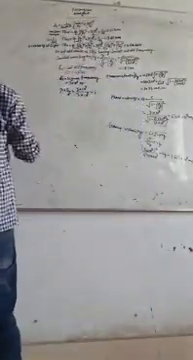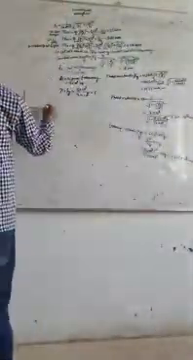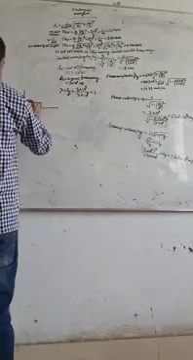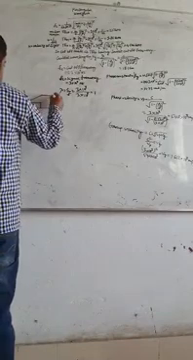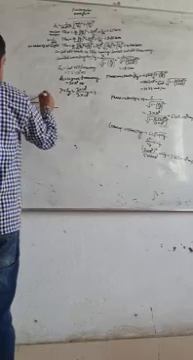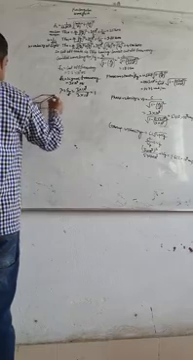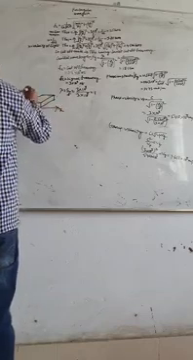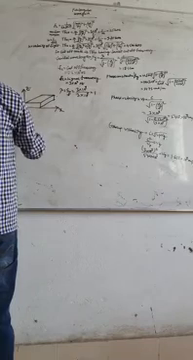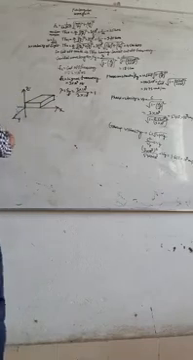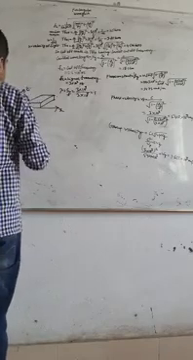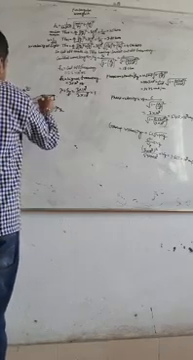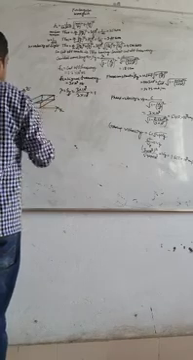This is the waveguide. This is the x direction, z direction, this is the y direction. This is a three-dimensional waveguide. So this is length and breadth, a and b.